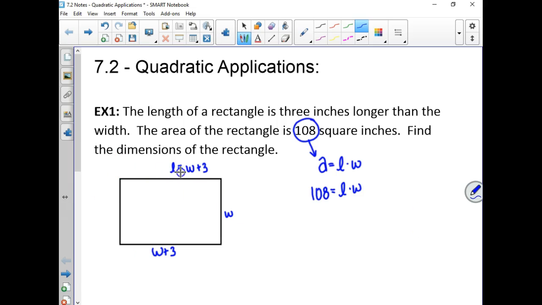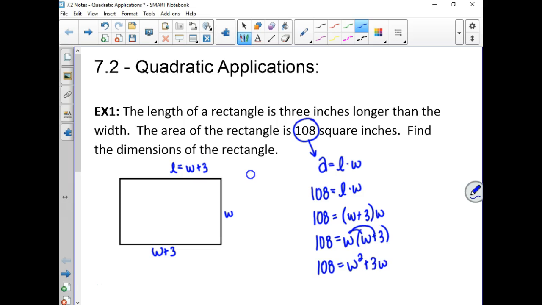I know that the length is the same thing as W plus 3. So I can take this L right here and I can replace it with our W plus 3. So 108 is going to equal W plus 3 times W. Or you might prefer to write it like this. We typically see that W written first. That step's not necessary. So if I want to solve this, I'm going to distribute my W. So I have 108 equals W squared plus 3W.